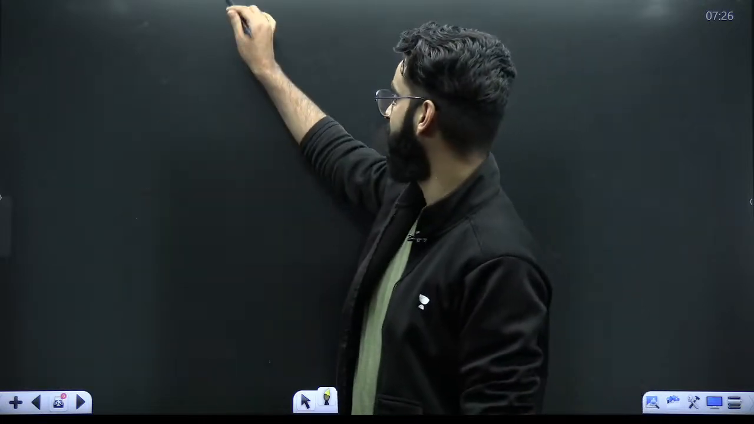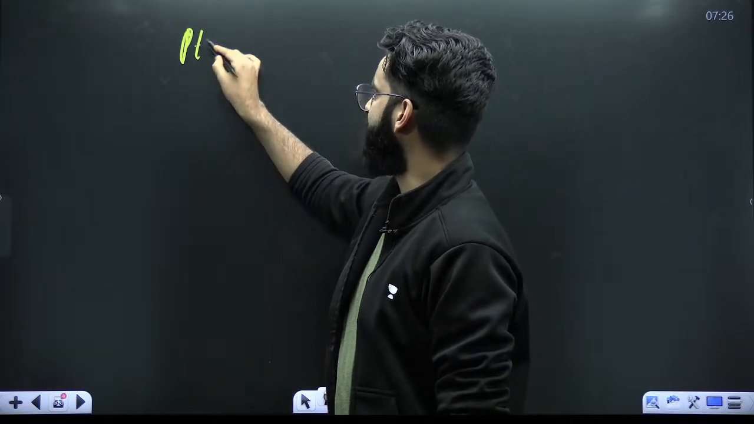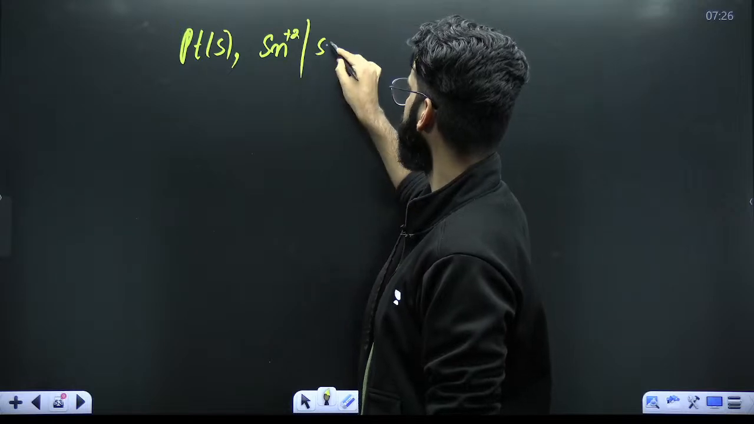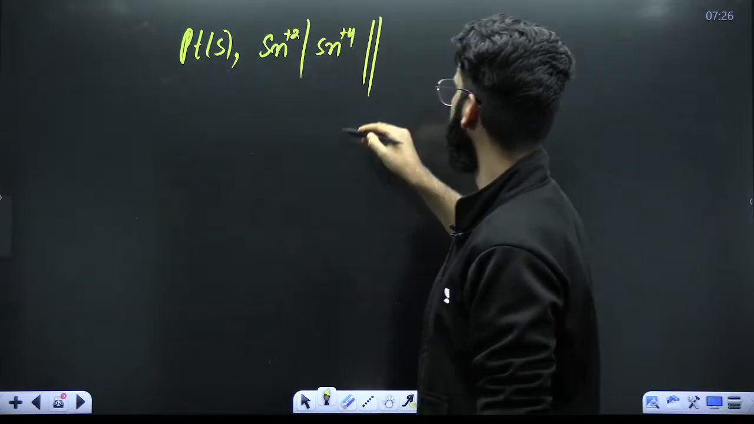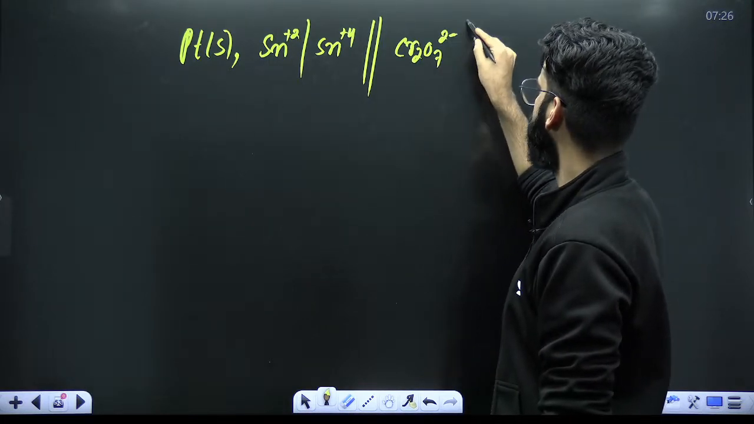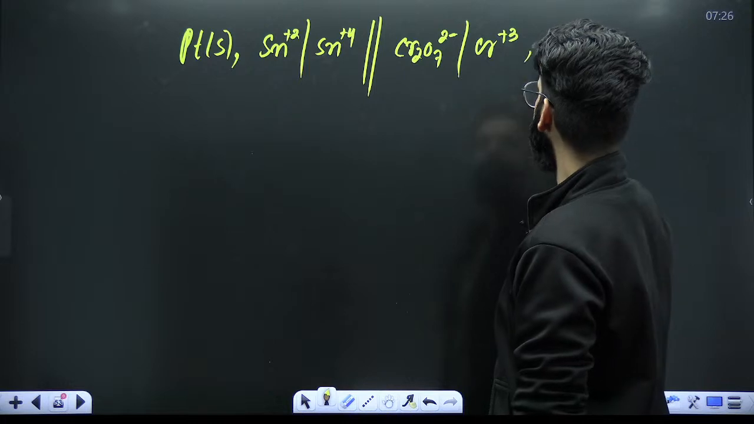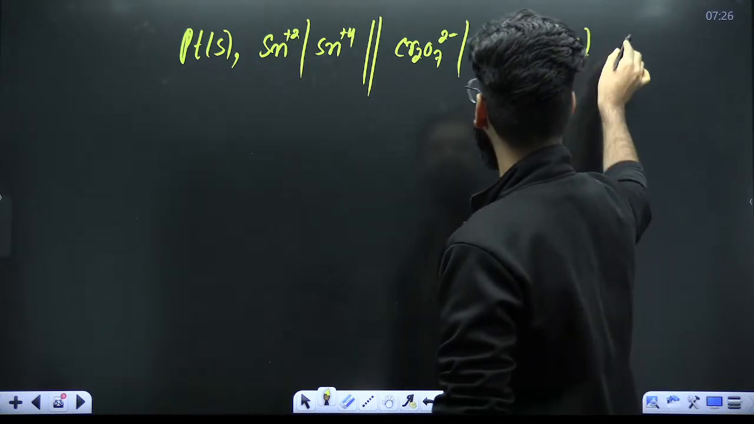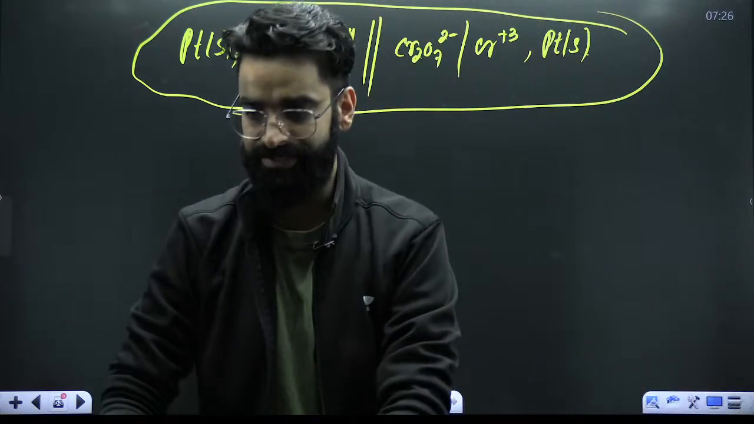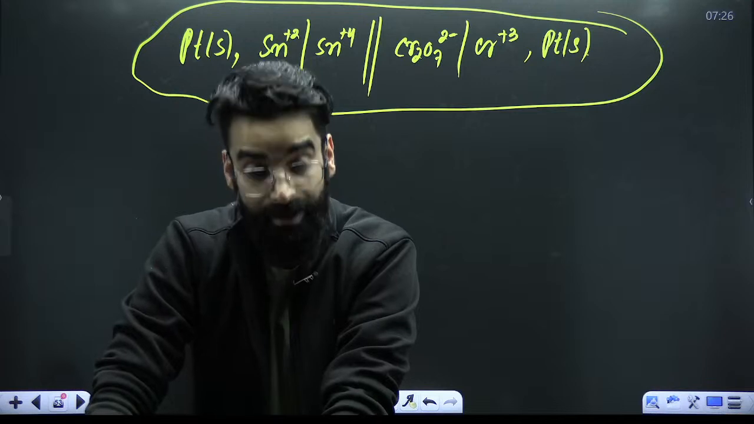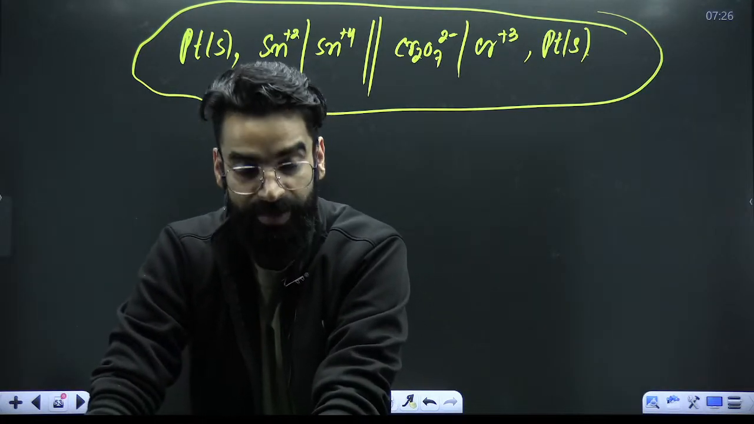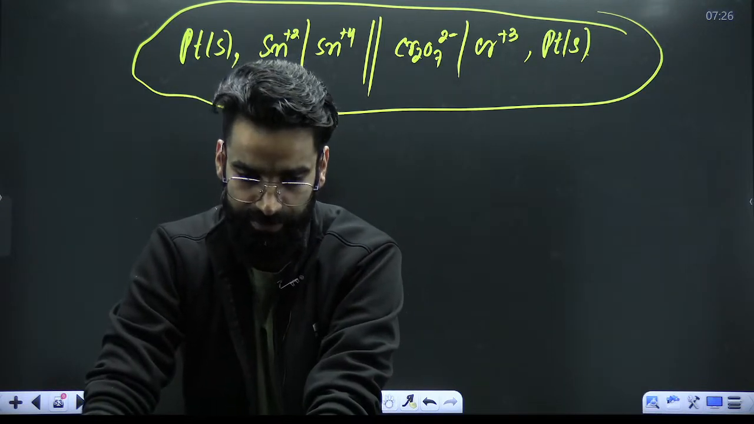Perfect. For example, the cell is like this. Platinum solid, this is Sn2+, Sn4+, salt bridge, Cr2O7 2-, Cr3+. This is platinum solid. This is the cell which I'm giving you. Try to write every single thing related to this particular cell. Write the net cell reaction, n value, as well as QC. Okay? And do let me know the answers in the comment section of this particular video.